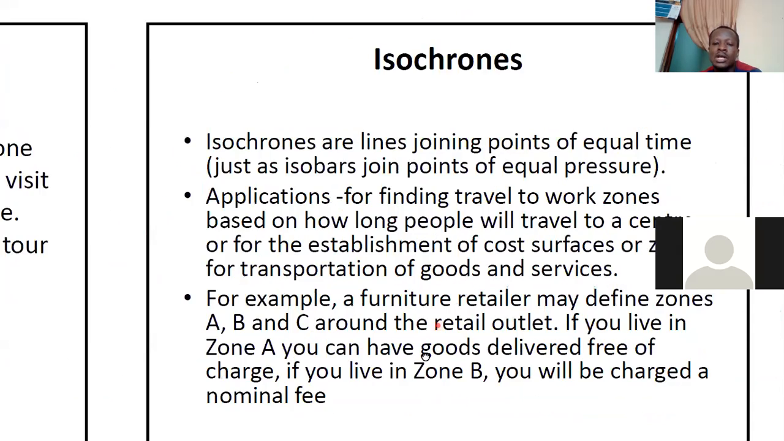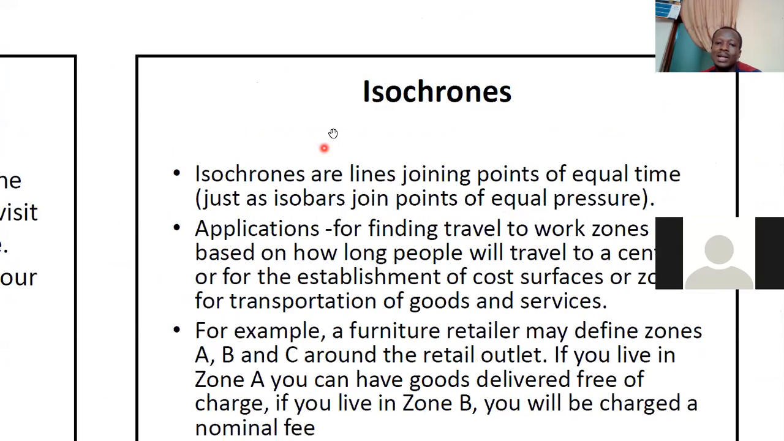So now we can also talk about isochrones. What are isochrones? Isochrones are lines joining points of equal time. So if we give you 5 minutes, everyone, where you are now, what are the locations that you can reach? If you join a line to all the points that you can reach in 5 minutes, you will have what we call the isochrone.